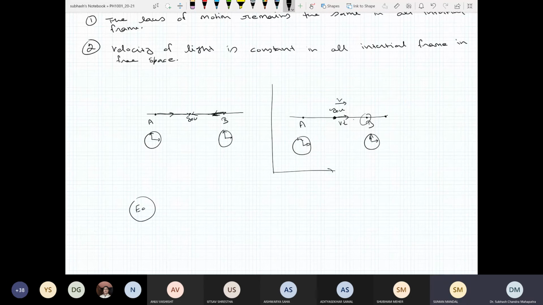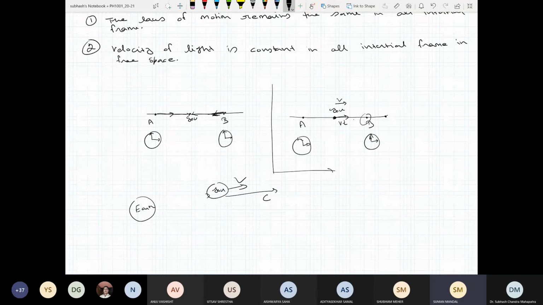So this is Earth. With respect to Earth, you are moving with velocity v, and I have a flashlight in my hand and I am lighting it. With respect to Earth, it should have a velocity c, because Earth is an inertial frame, and I am also moving with constant velocity, so I am also an inertial frame. So with respect to my eyes, the speed of light should be c, right?